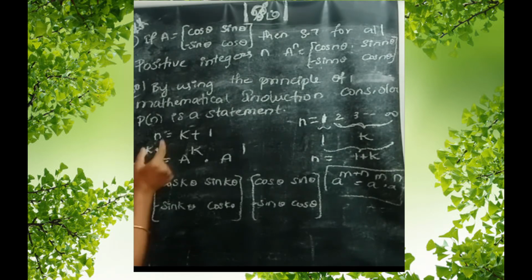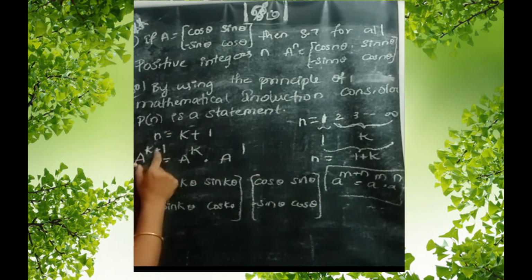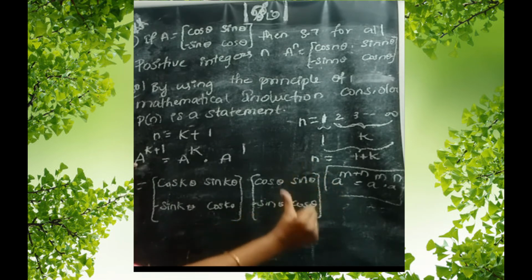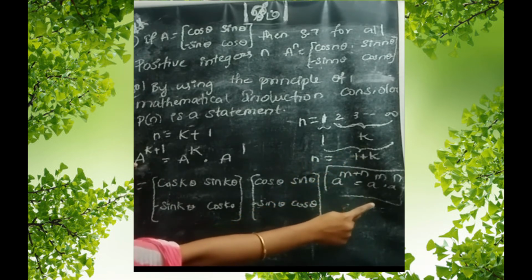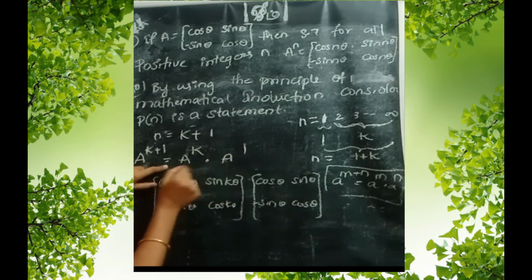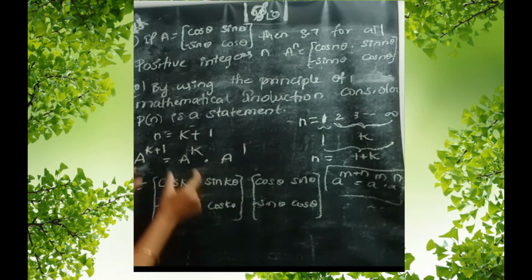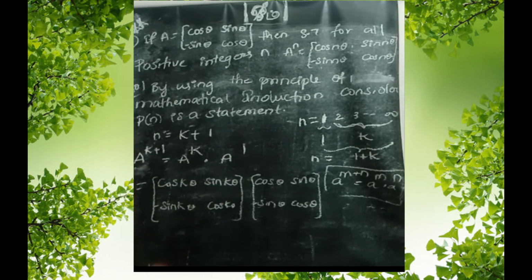A power k plus 1 means nothing but there is a formula for this: A power m plus n equals A power m into A power n. So, we have split it and substituted the A power k value and the A power 1 value.